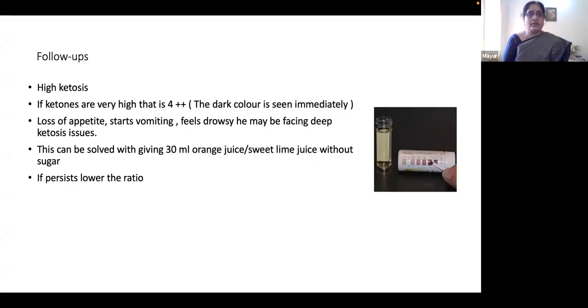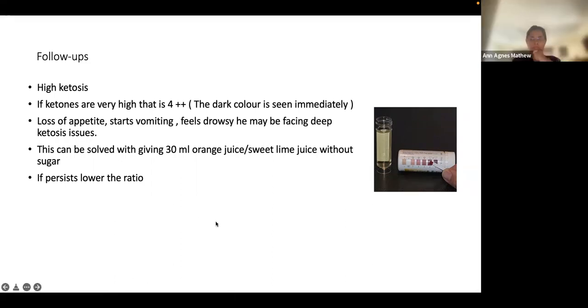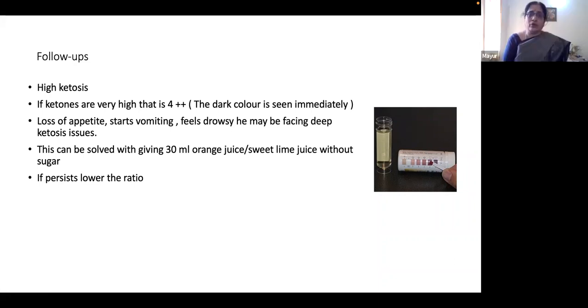Follow-ups are extremely important because there might be high ketosis or there might not be adequate ketosis. When there is high ketosis, up to 160, where 80 is the regular, expected level for urine ketones, then if it is more than that, like up to 120 or 160, we recommend increasing the water intake, because by the time they report to us, the child would already have been facing dehydration issues.